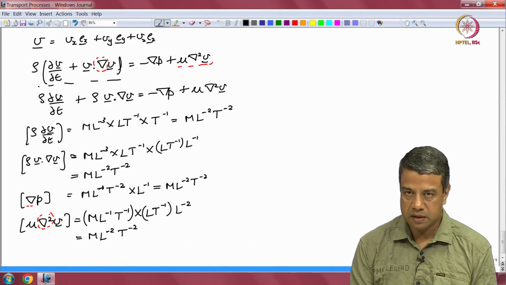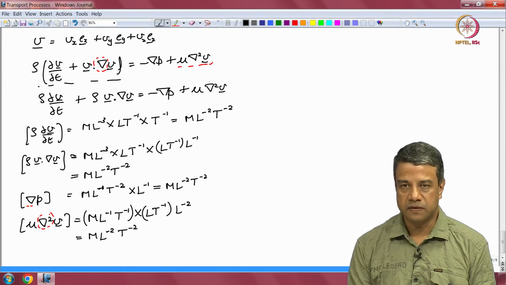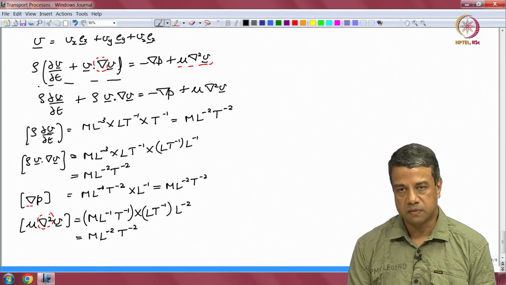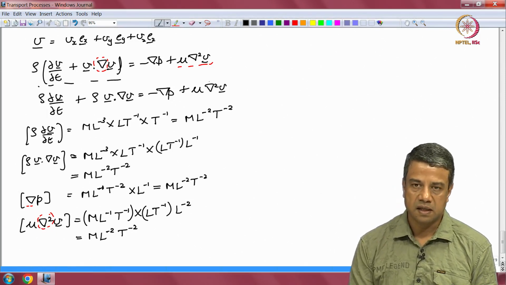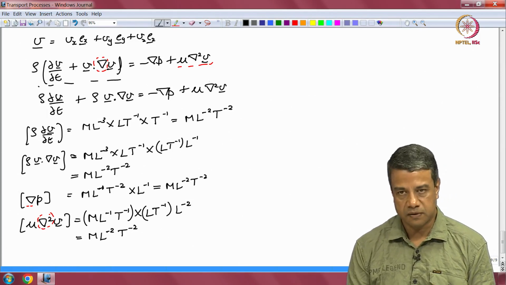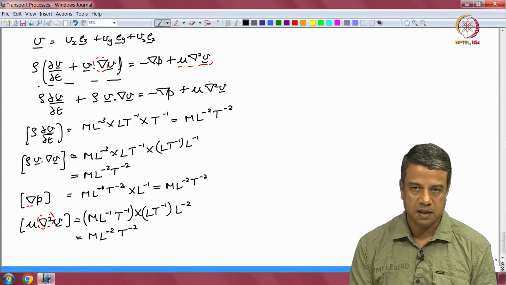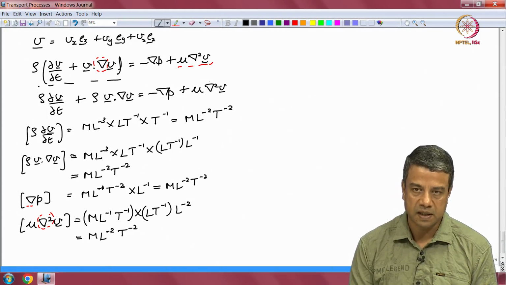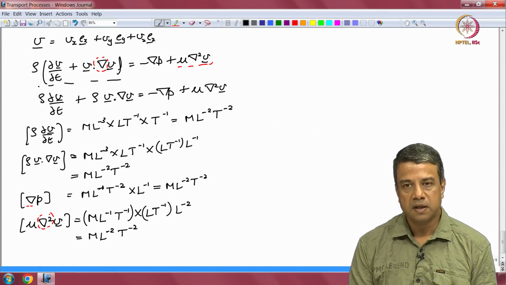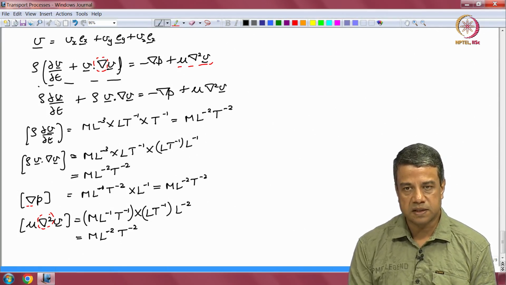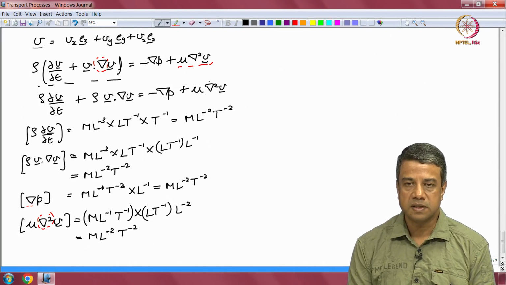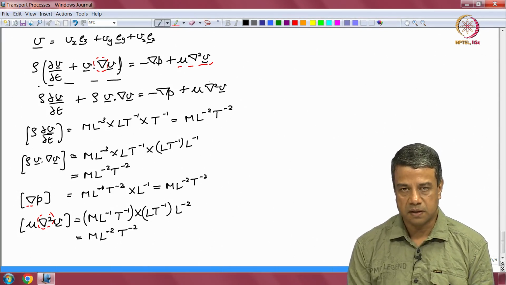Derivatives have dimension, time derivative is 1 over time, spatial derivative is 1 over length, second derivatives are 1 over t square, 1 over L square, and so on. Integrals have dimension of time, length, and so on. So long as you put all of those consistently, all terms in the equations have to have the same dimension, and that is the dimension of the equation.